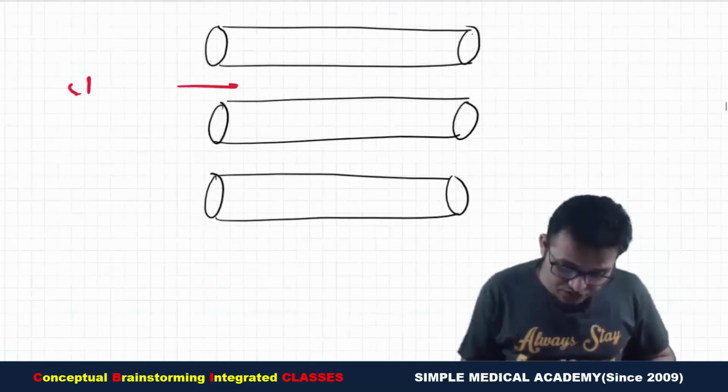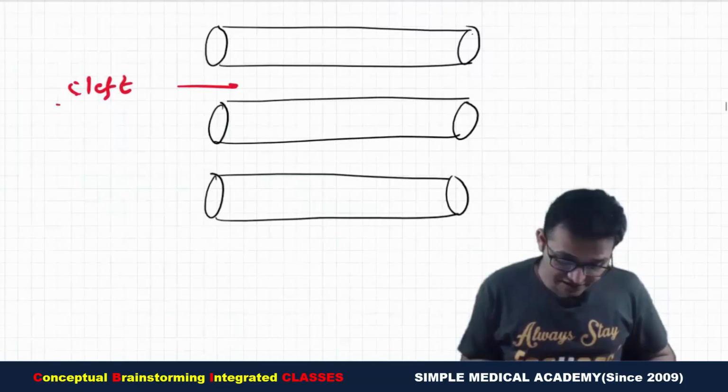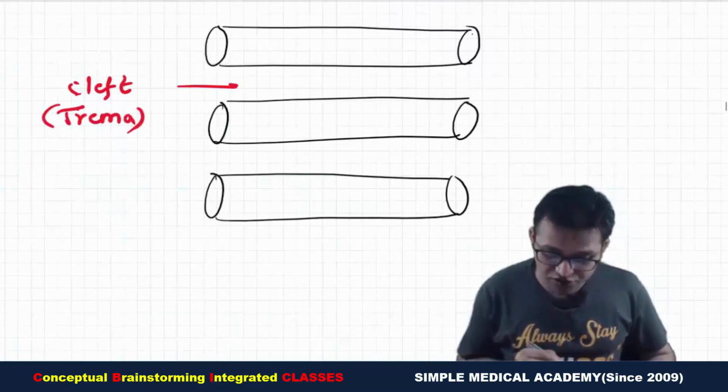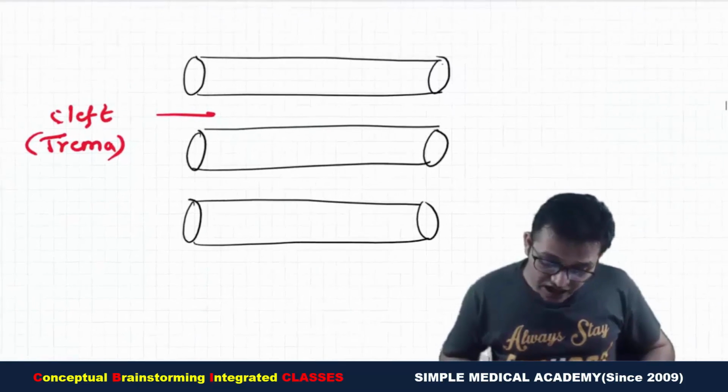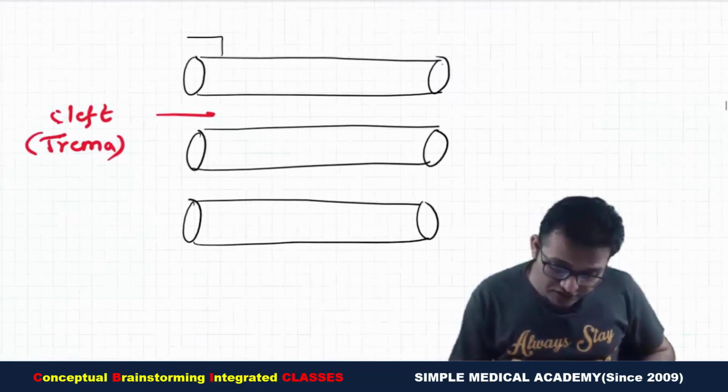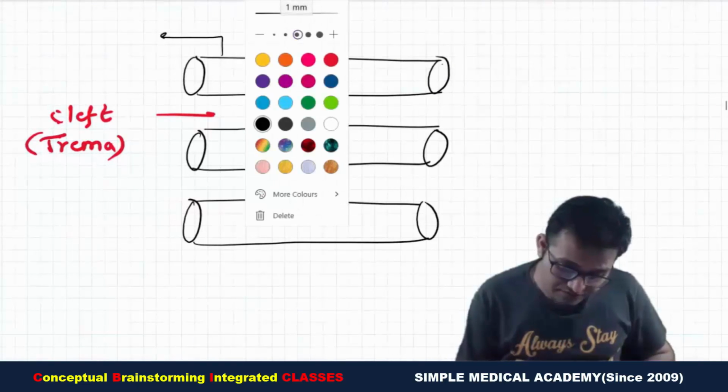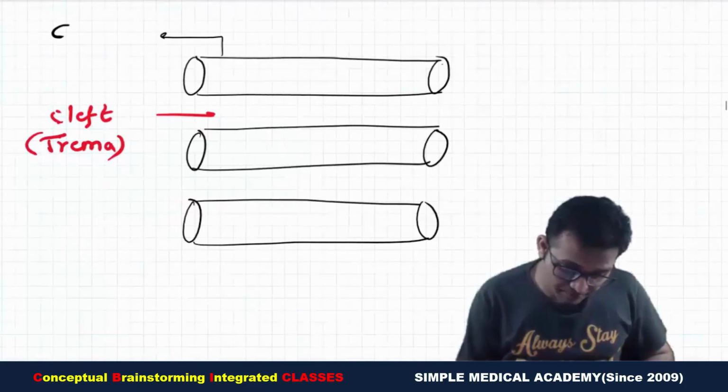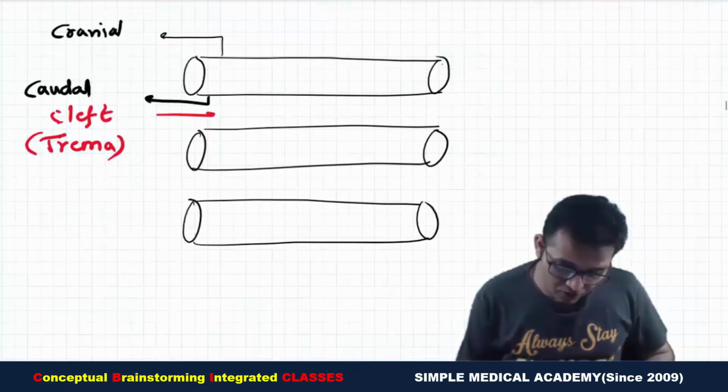In the diagram, suppose this is the cleft. Remember, cleft is also known as the trema. Now see, each arch has two borders. What are the two borders? This is the cranial border, or you can say upper border, while this is the caudal border, or you can say lower border.